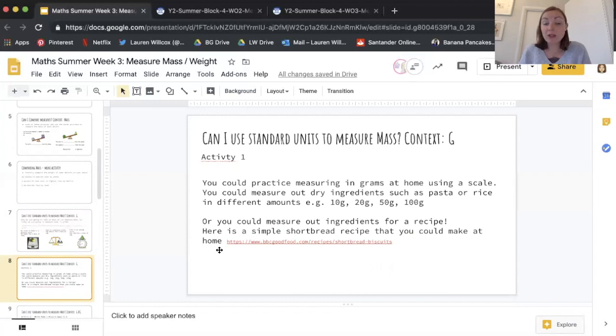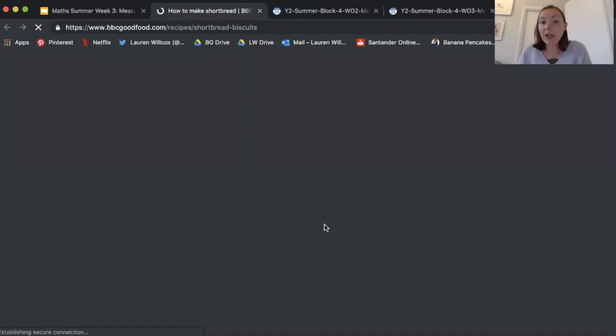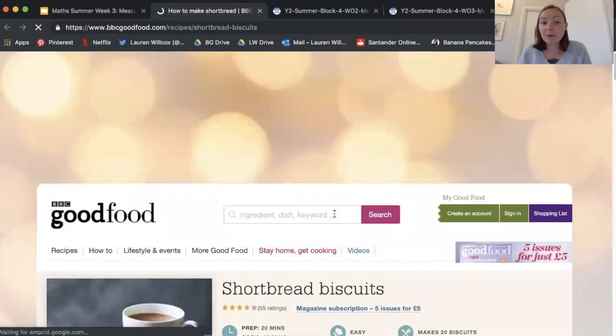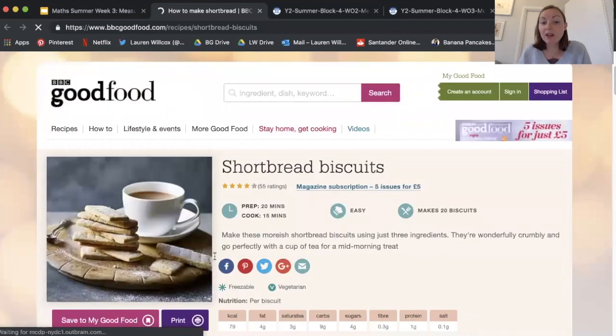So your second choice is you could make something. You could measure out ingredients for a recipe. So here is a simple shortbread recipe that you could make at home. There's a link here. If you click it, it will take you to the BBC Good Food website, and you can have a go at making some of those biscuits. They're quite simple to make.